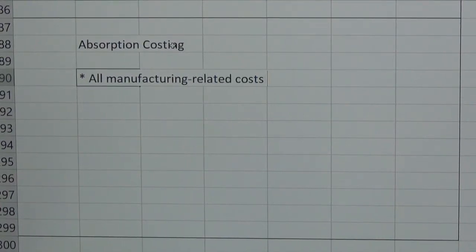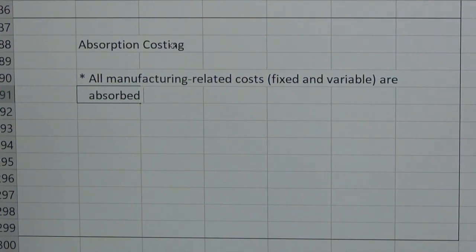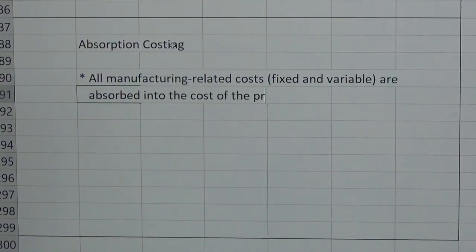Okay, the next concept we're going to talk about is called absorption costing. And we're talking about all manufacturing costs or manufacturing related costs, fixed and variable, are absorbed into the cost of the product. So from a definitional perspective, absorption costing means all manufacturing costs, both fixed and variable, are absorbed into the cost of the product. Okay.